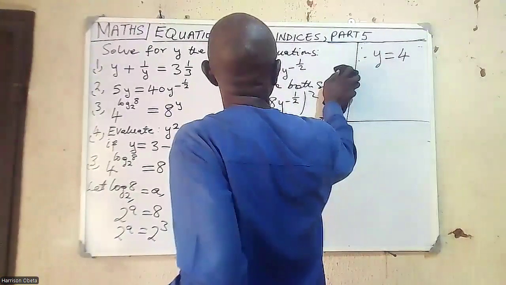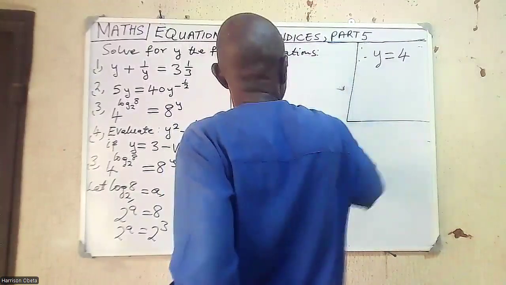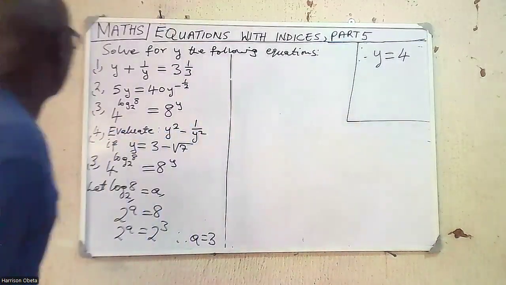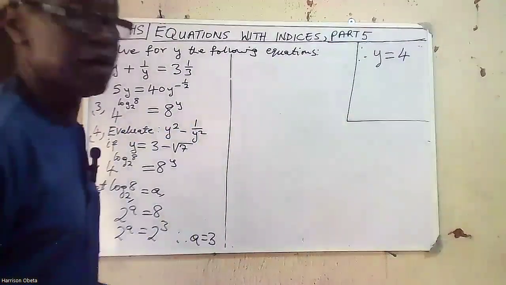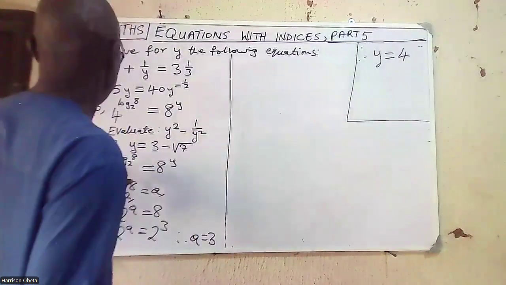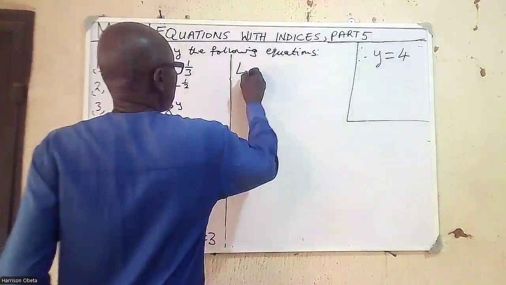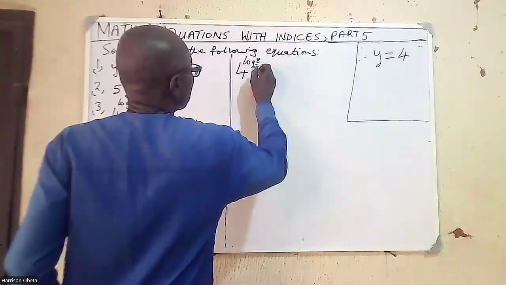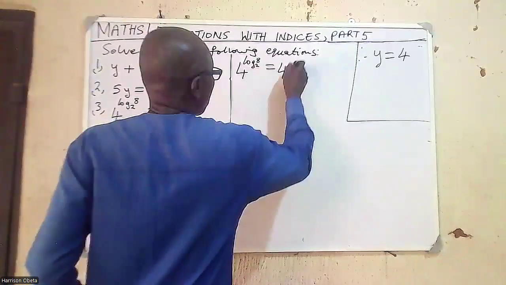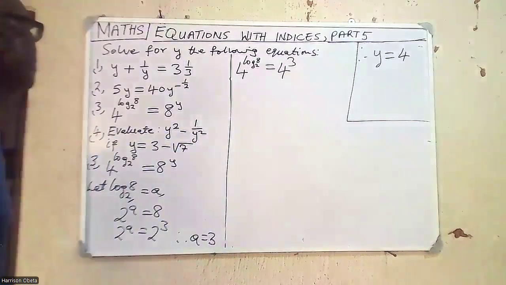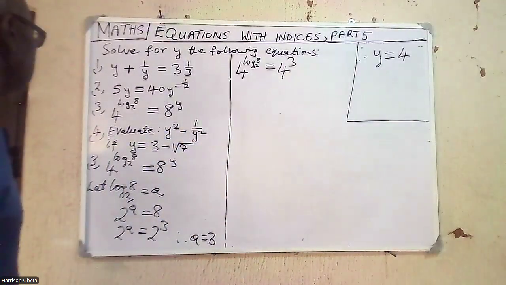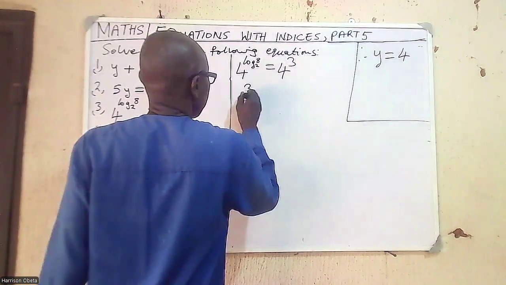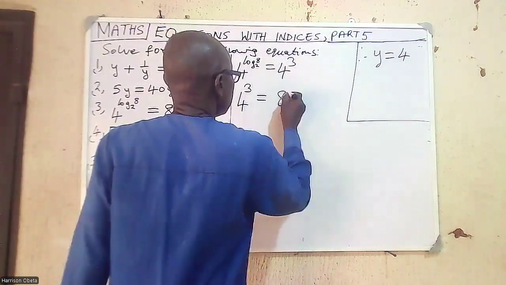So we'll continue that side, and then we are going to have, that means 4 raised by log 8 to base 2 is the same thing as 4 raised by 3. That is the meaning, because we have converted it. And then substituting the value, we have 4 raised by 3 is equal to 8 raised by y.